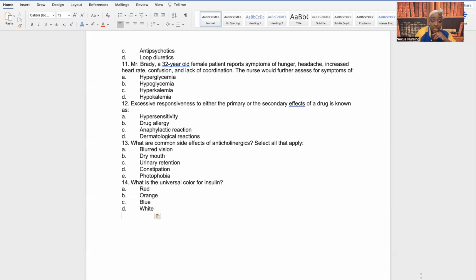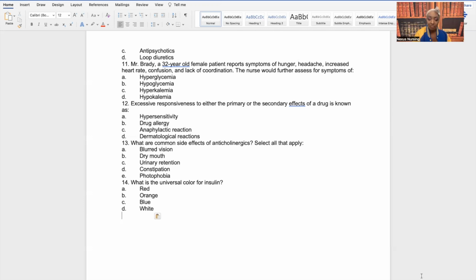Next question, number 13, what are common side effects of anticholinergics? Select all that apply. How do we treat select all that apply, as true or false? Blurred vision, true. Urinary retention, true. Constipation, true. Photophobia, that sensitivity to light, absolutely true. So A, B, C, and D, true. Oh, and E. I feel like I missed one. I don't think I mentioned dry mouth. Absolutely. Blurred vision, dry mouth, urinary retention, constipation, photophobia. All of those are side effects of anticholinergics.